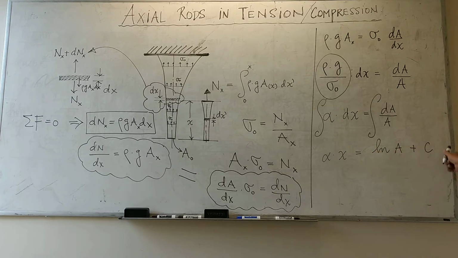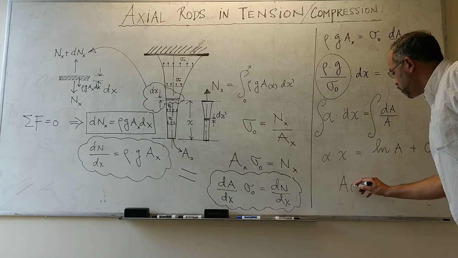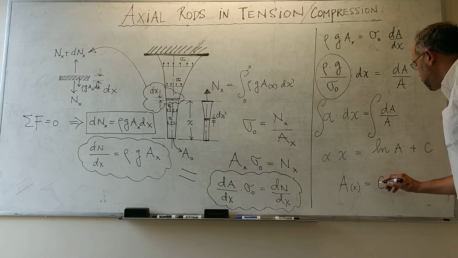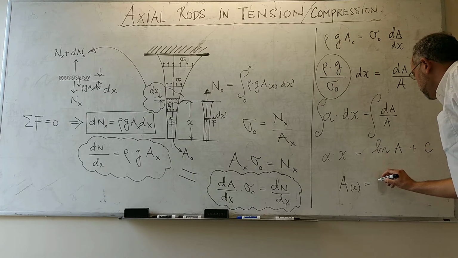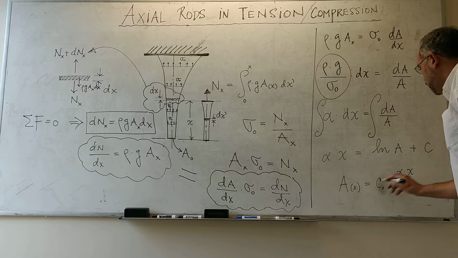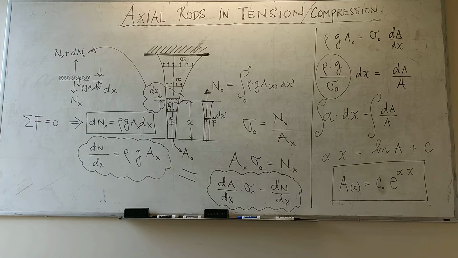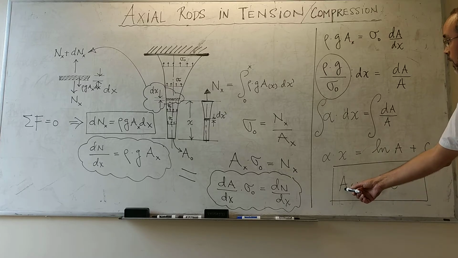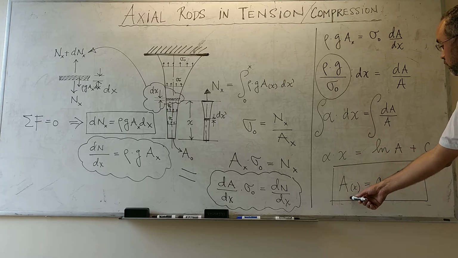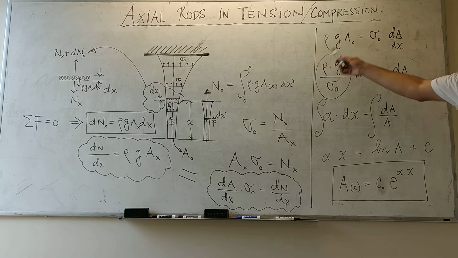If we take the exponential of both sides and use the rule for sums of exponentials, we find that A as a function of x equals a constant times e to the alpha x. You can verify this equation very simply, because if you take derivatives of both sides, you will find dA/dx equals alpha A, which is what we have found here.